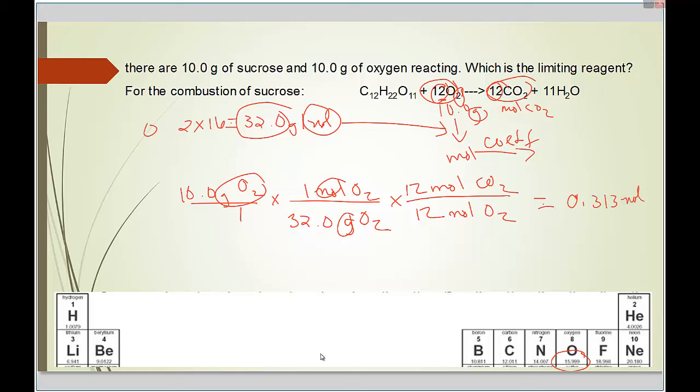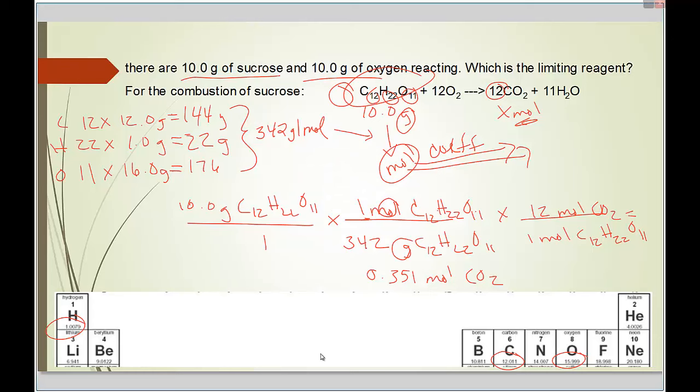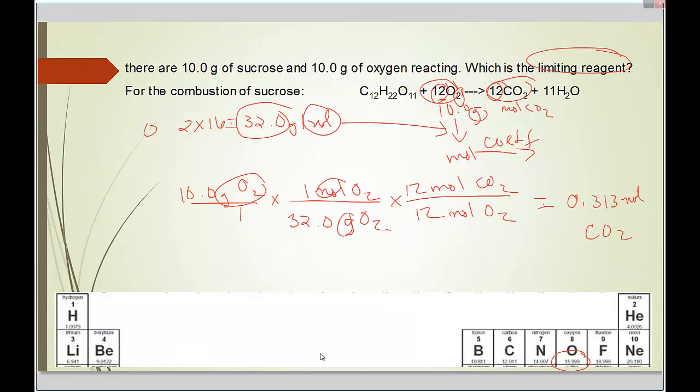Alright, it was asking for the limiting reagent. So that means I need to figure out which one was smaller. I have 0.313 on this one, and I have 0.351 on this one. So that means that this one is smaller, which means that it made the theoretical yield of 0.313 moles. The limiting reagent, as I said at the very beginning, is what determines the theoretical yield. So that means this is the limiting reagent, because it produced the smaller of the two numbers.